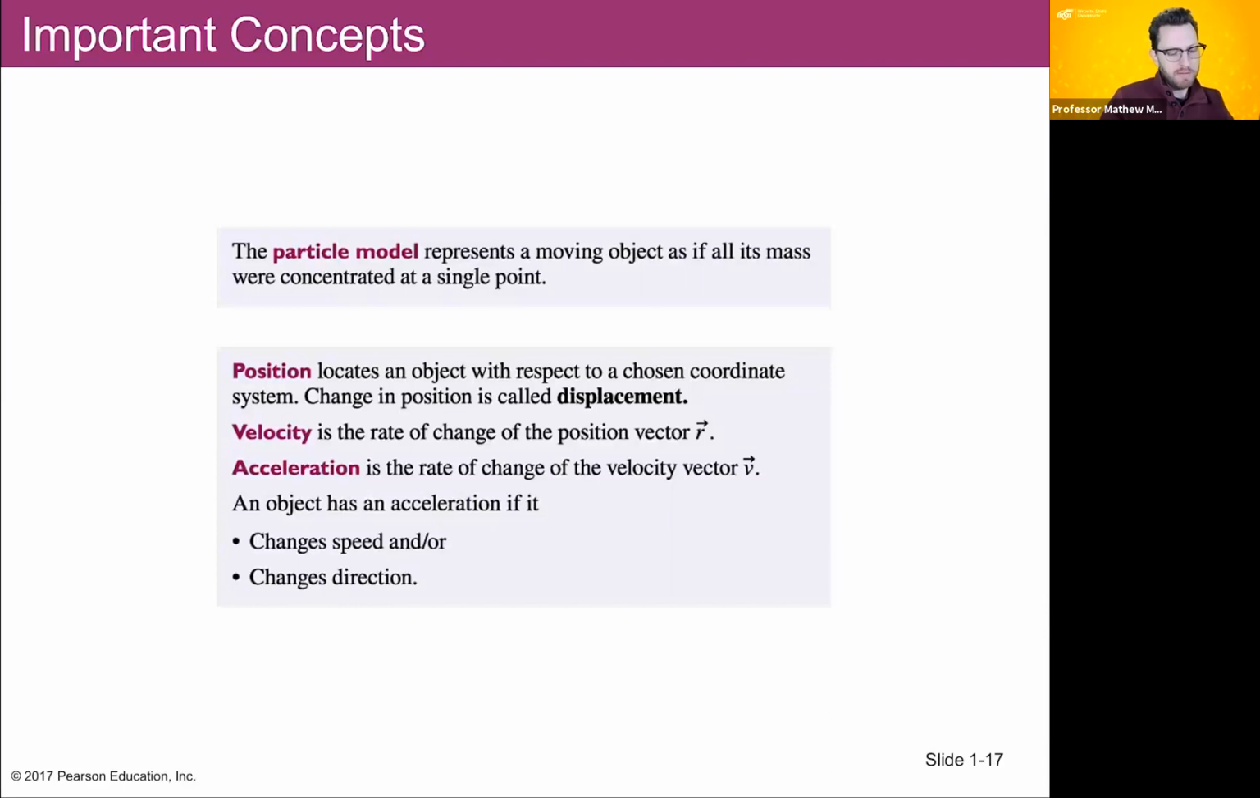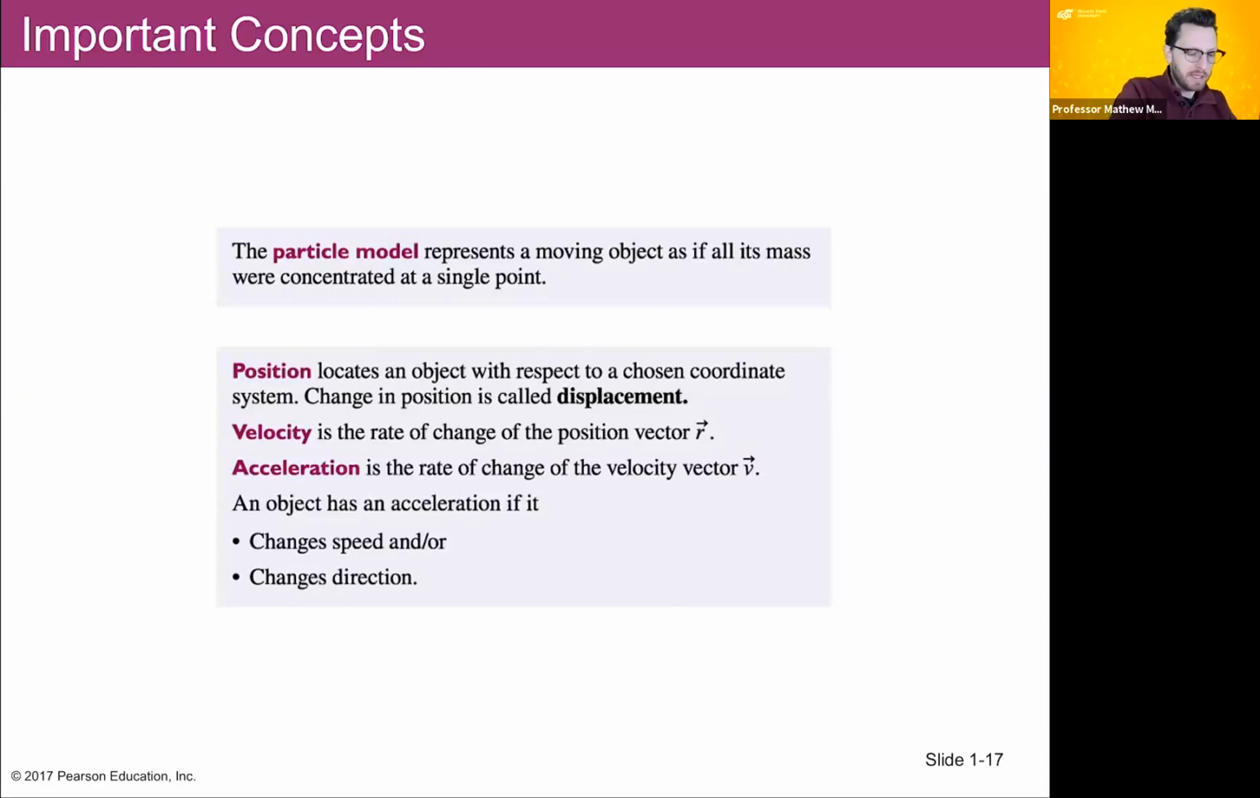These three main physical quantities that we're going to start looking at today: position is going to tell us where an object is with respect to some coordinate system that I've chosen. And a related quantity is called the displacement, which is going to show us the change in the position inside of that coordinate system.